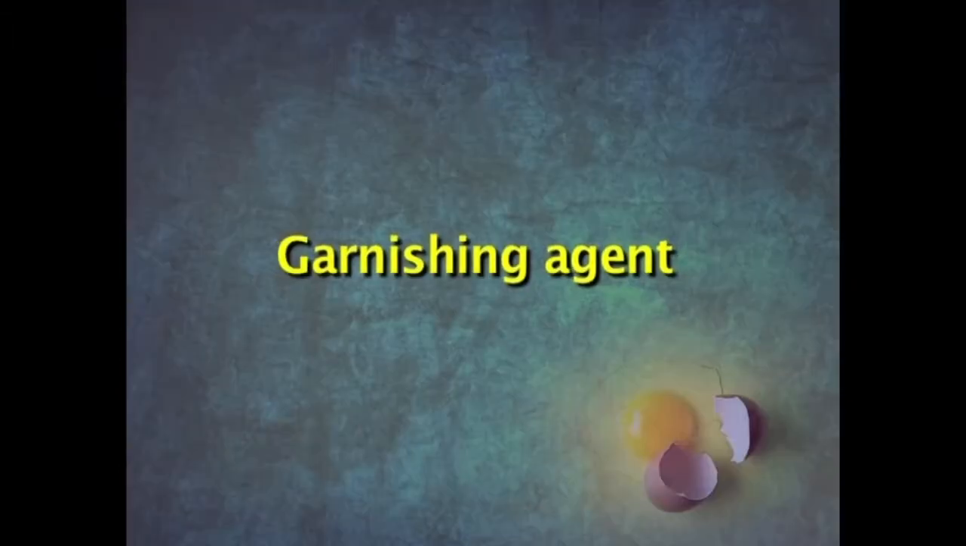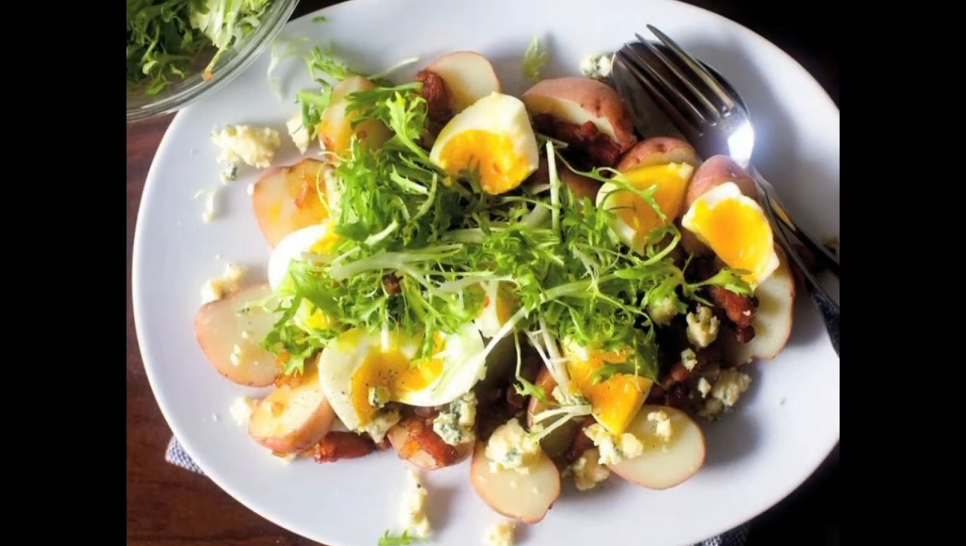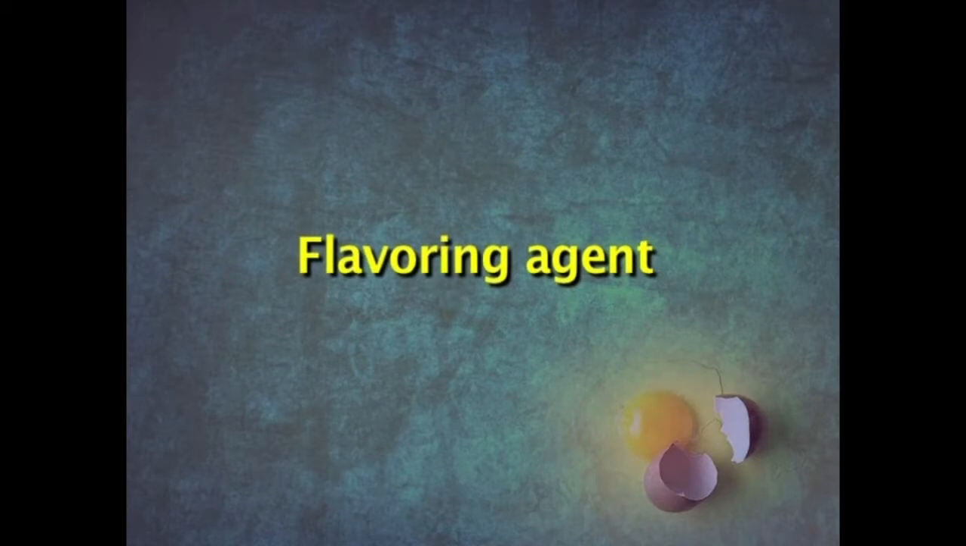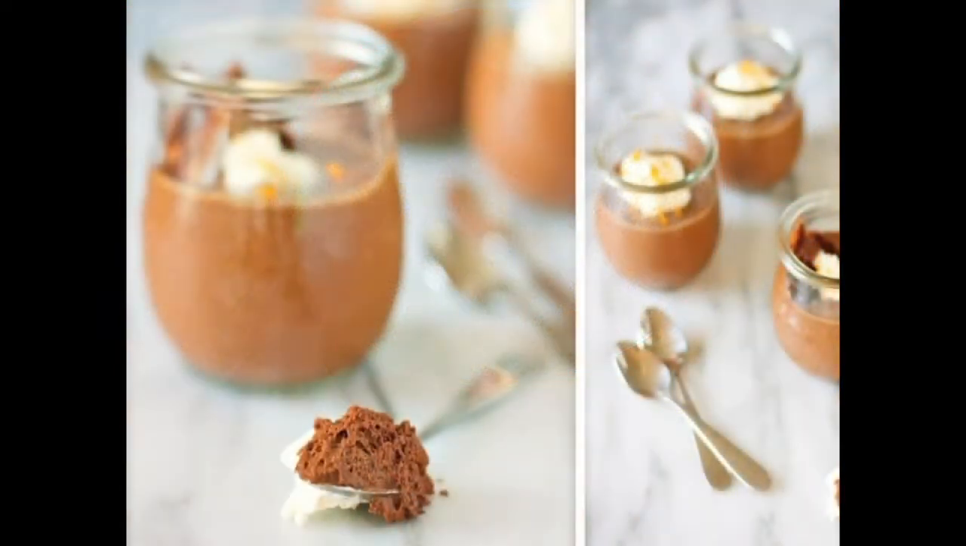Egg is also used as a garnishing agent, that is, boiled eggs are sliced in half and used for decoration, for example in biryani and a variety of other preparations. Egg is also used as a flavoring agent. It gives flavor to custards, puddings, etc. It has a very unique flavor. So when egg yolk is beaten along with milk and vanilla essence, it gives a unique flavor to the product.